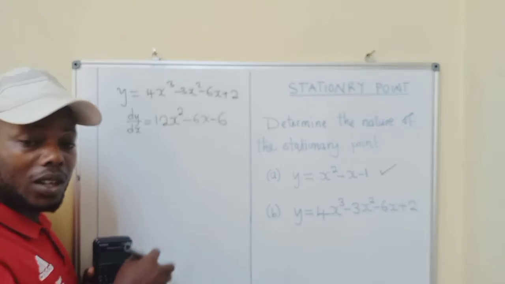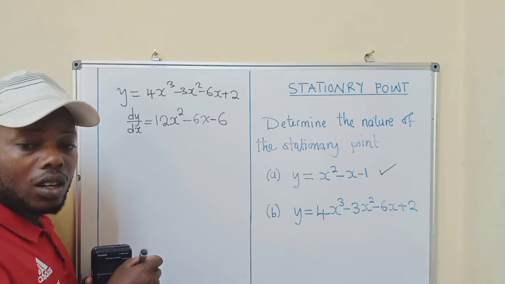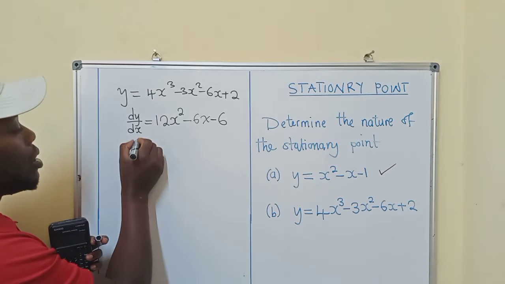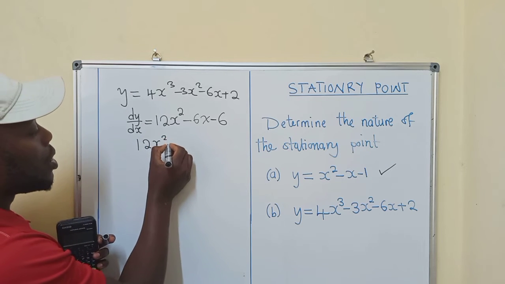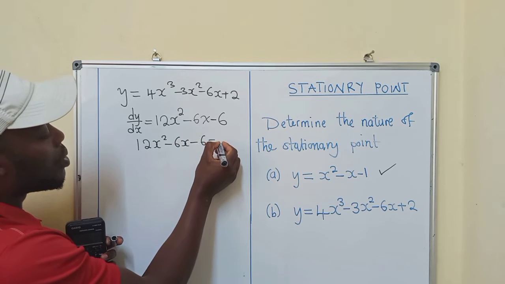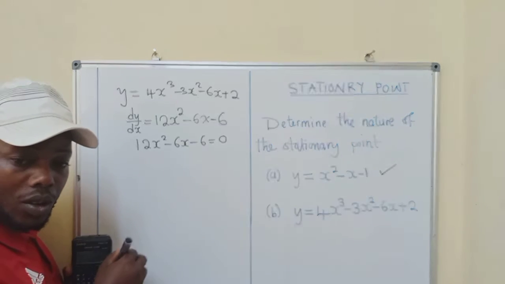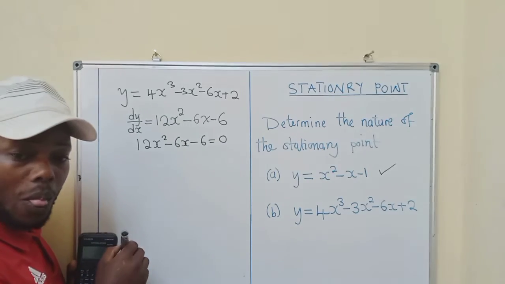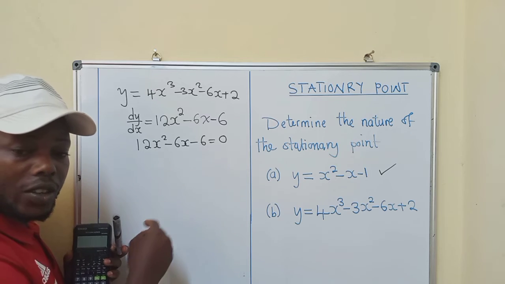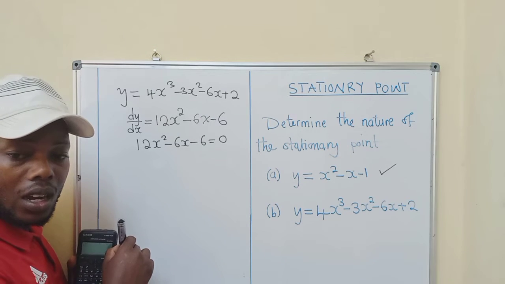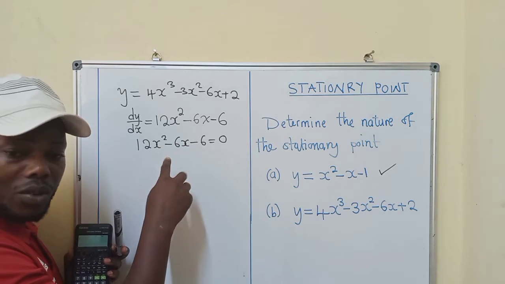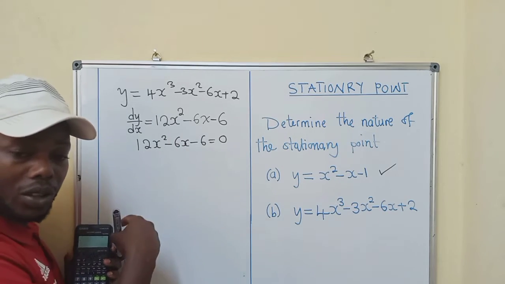We have found the dy dx. What do we do next? We equate to 0. So it will be 12x squared minus 6x minus 6 is equal to what? To 0. This is what we do. And then now we find the critical number. In short, we solve. Remember, we solved on the previous one. So even on this one, we need to solve it.